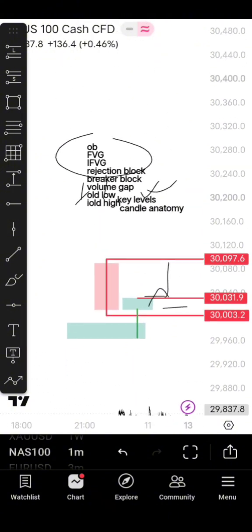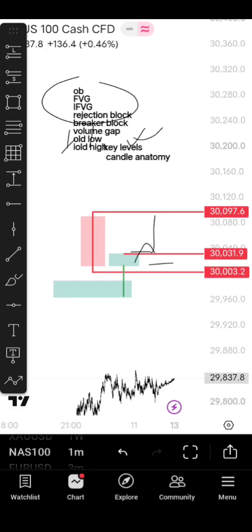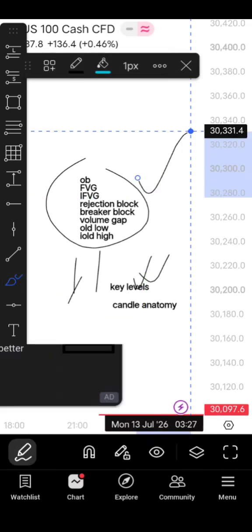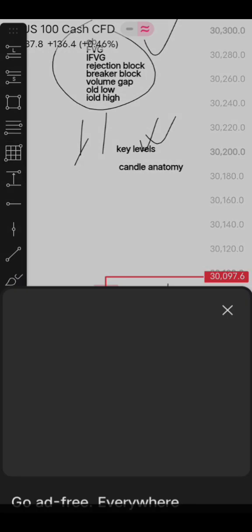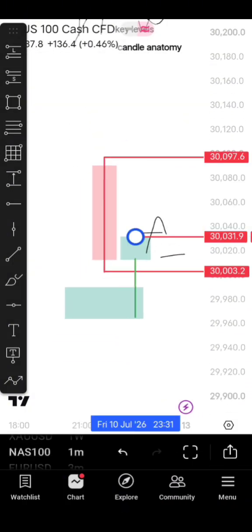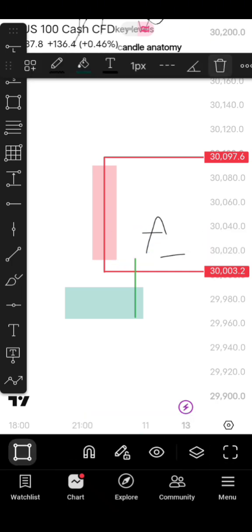So this is how you use the key levels with this. Key levels are those areas from which we can expect buying and selling. So key levels are finished. Now, what is the candle anatomy?